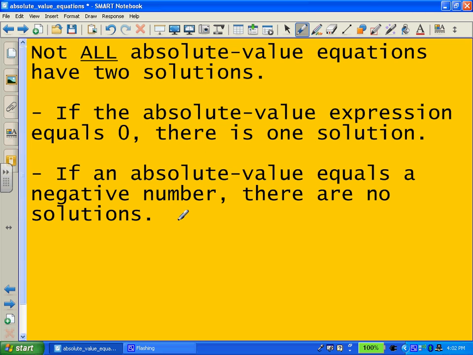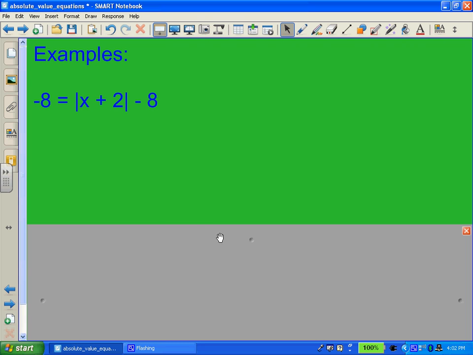The other thing is if we come up with an absolute value that's equal to a negative number, that's not going to work because the absolute value of anything is positive. So if I have something like that, it would be no solutions. I have an example of each one here, and hopefully that'll help you understand it better.